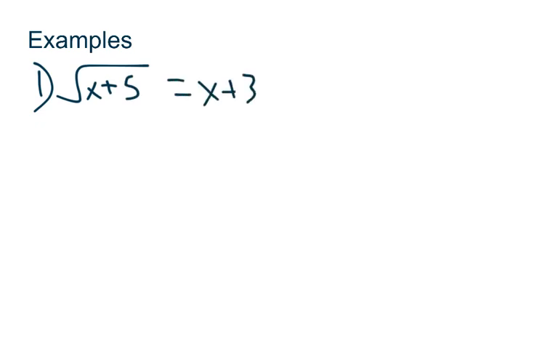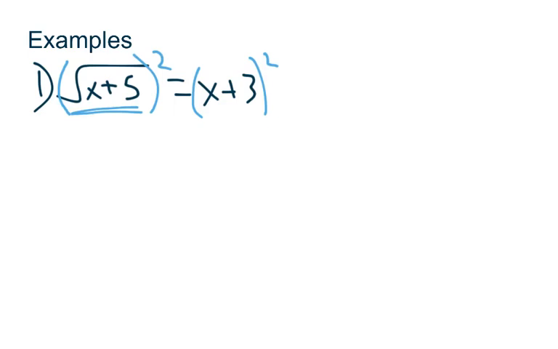So now, enough talking. Let's actually take a look at some examples here. The first example I have is the square root of x plus 5 is equal to x plus 3. This one's eliminating that whole isolate the radical step, because our radical is already isolated, we're good to go. So we jump into step 2, which is squaring both sides.